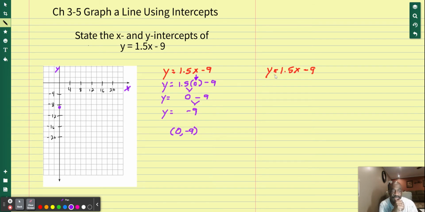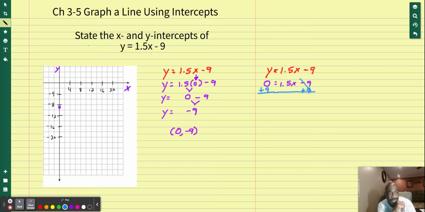Let's solve the other side of this equation for x. That means I want to know where my line is going to cross on the x-axis. In that case, I need to make y 0 and solve for x. Since I made y 0 and I want to solve for x, to get the x alone, I'm going to get rid of that -9. How do I get rid of a -9? With a +9.